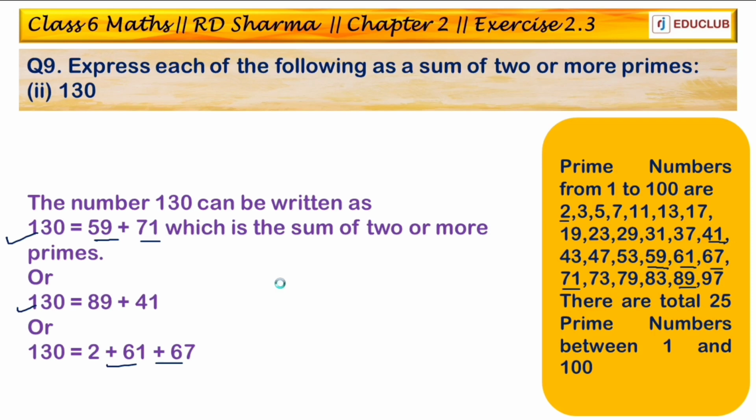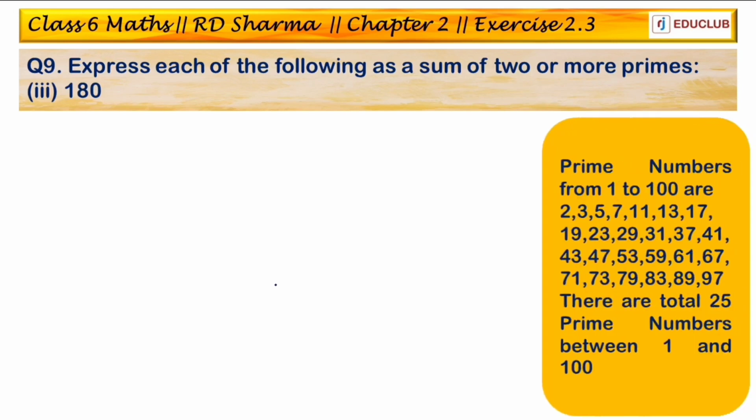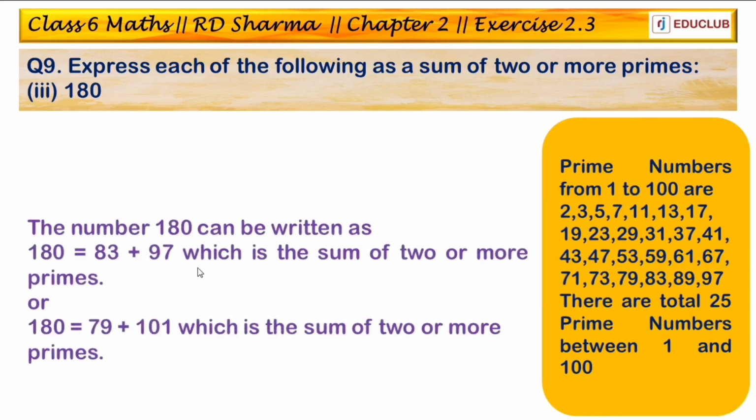Next 180. 180 we can write as 83 plus 97. 97 is a prime number. 83 is a prime number. 180 we can write as 79, and after 100, 101 is also a prime number. So we can write 180 as 79 plus 101 also.